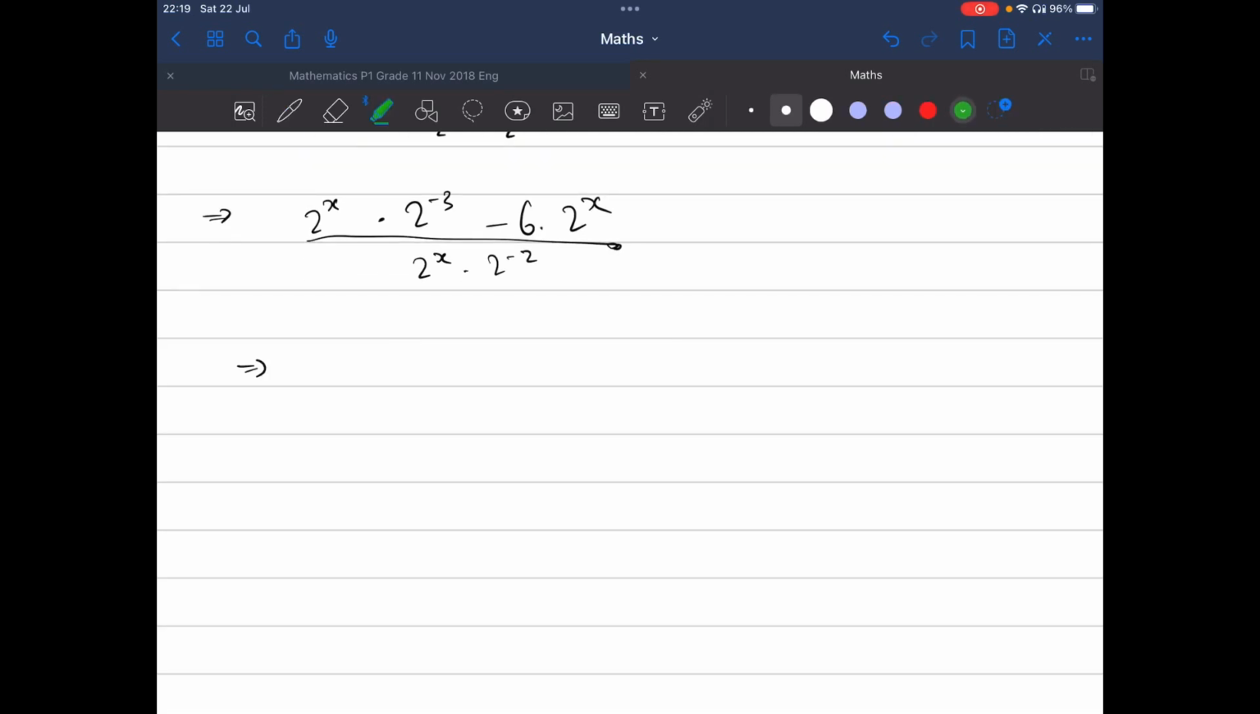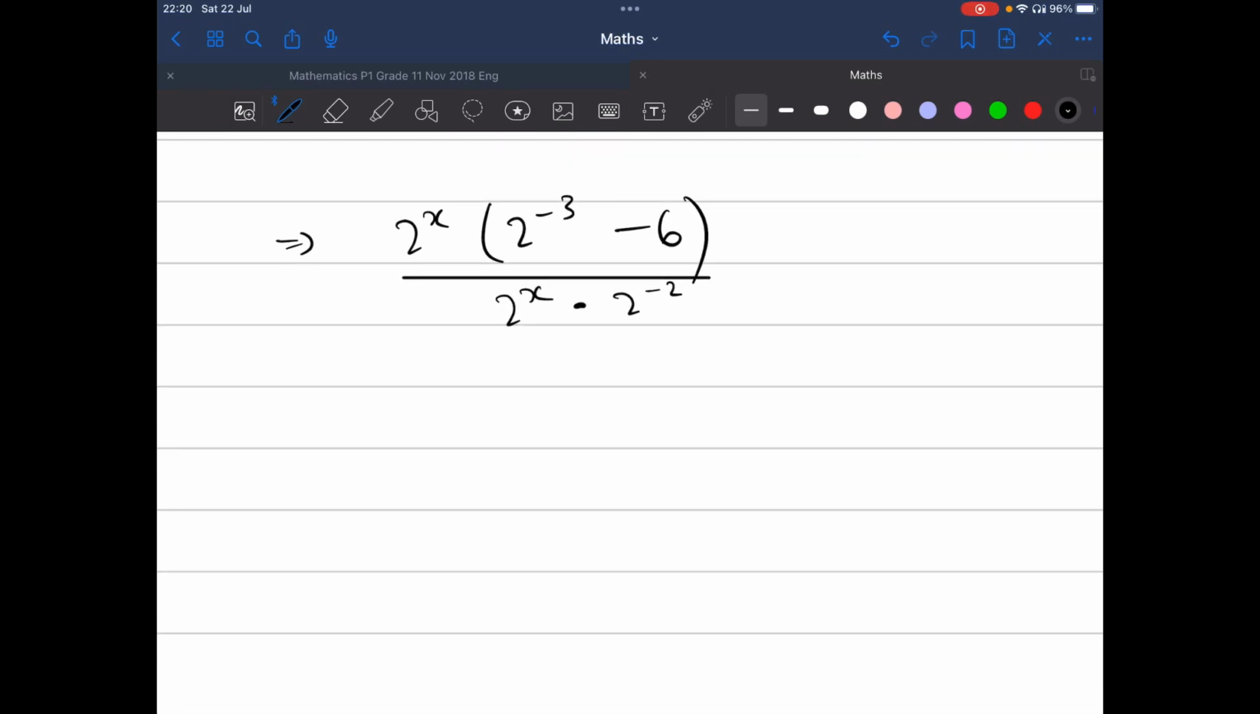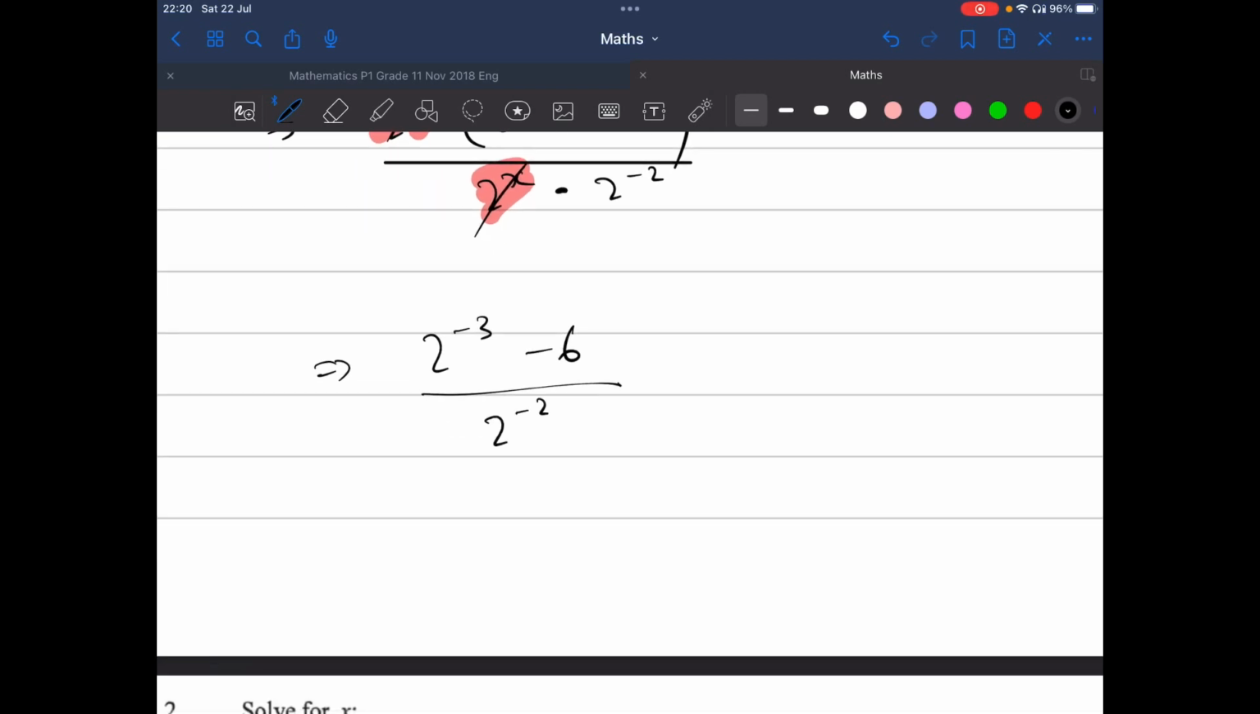But let's come back to the top. Now you can see we have two terms. I have this term and I have this term, because remember a term is separated by either a plus or a minus. Okay, and if I look at that, I have a common factor between those two terms. So let me factorize that, all over 2 to the x times 2 to the minus 2. Now if I look at this, 2 to the x is common between the numerator and the denominator, so I can cancel it. Okay, and then that leaves us with 2 to the minus 3 minus 6 all over 2 to the minus 2.